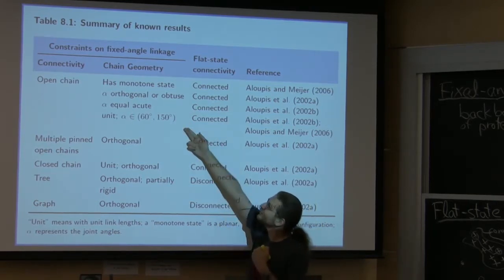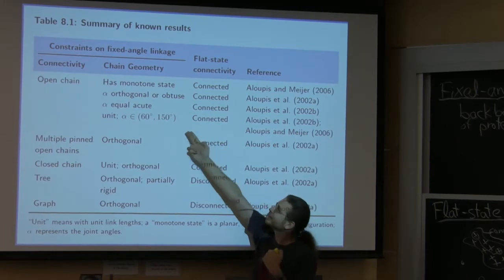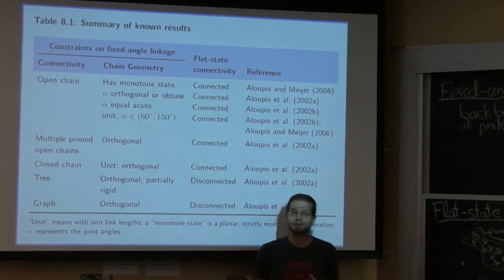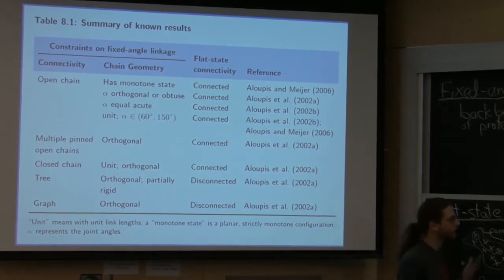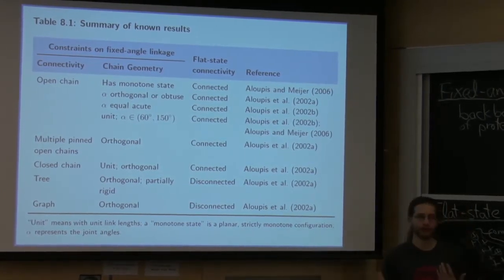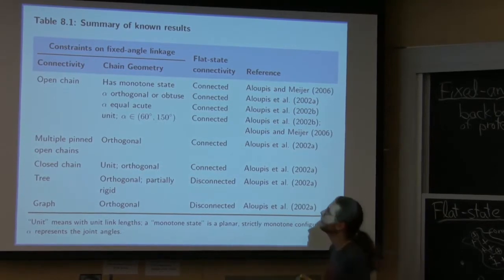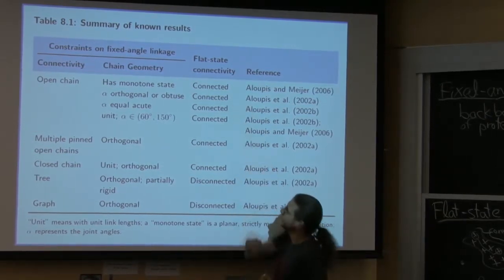Unless the edges are all unit length and the angles are in this funny range, then we can do it. So there's all these special cases that we can solve. The most relevant to proteins is actually obtuse chains. So we've solved sort of the main problem with this second result.